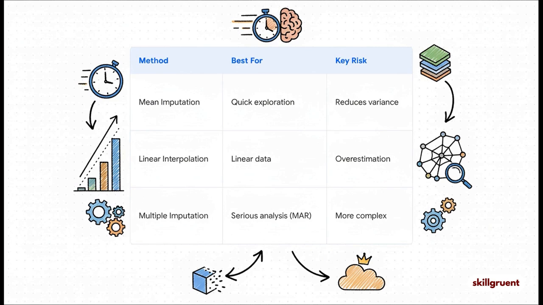You've got mean imputation, which is like a quick and dirty fix. It's super fast, but it can really flatten out the true shape of your data. Then you have much more sophisticated tools, all the way up to the gold standard, multiple imputation. It's more work, for sure, but it's way more accurate.